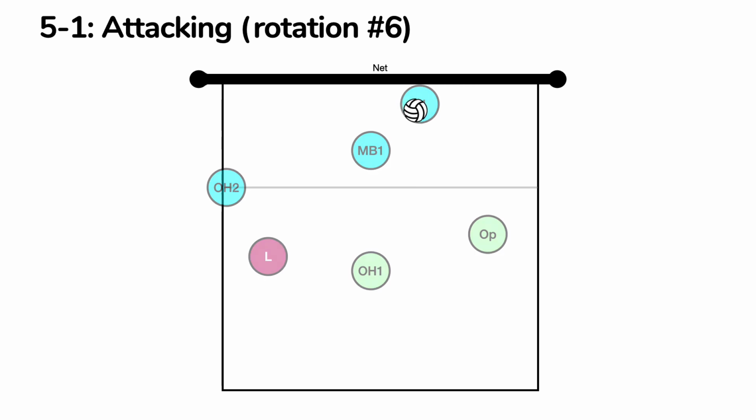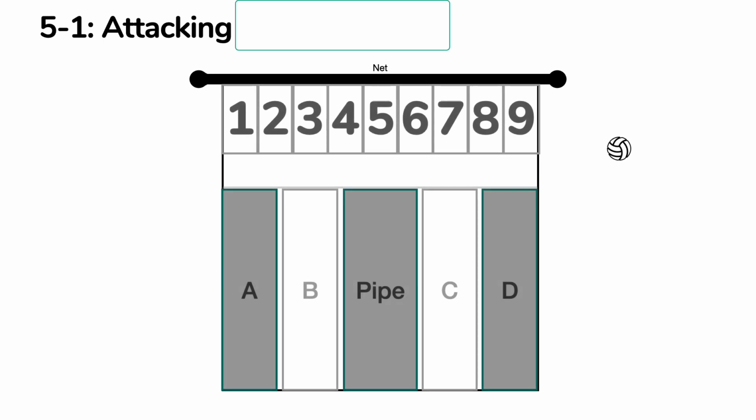So the last thing we're going to show you is we're going to talk a little bit about the attacking zones. So we've talked a lot about the different positions we're getting to after we've passed the ball. This shows the different zones we might hit from. In the back rows, we have A, B, C, D, and pipe, where pipe, A and D would be the most common.